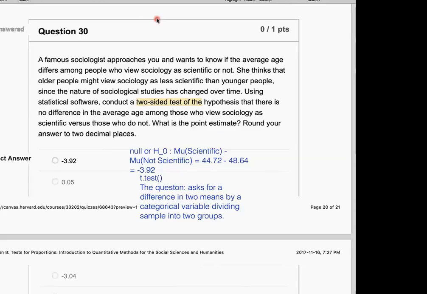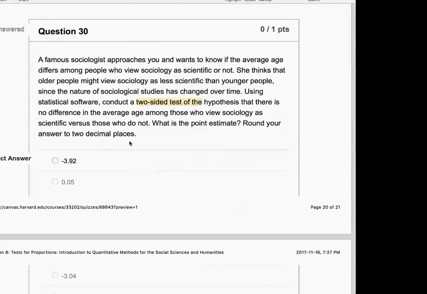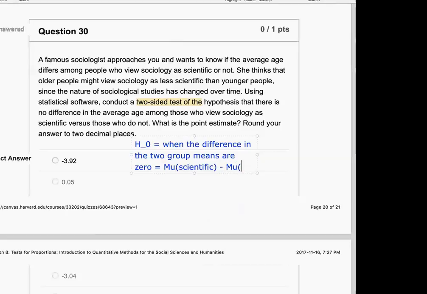I want to interrupt myself though, because I just realized I did not finish that thought. I'm going to clear everything that I've written here, because I want to emphasize that H naught here is when the difference in the two group means is 0. So mu of scientific minus mu of not scientific is equal to 0.